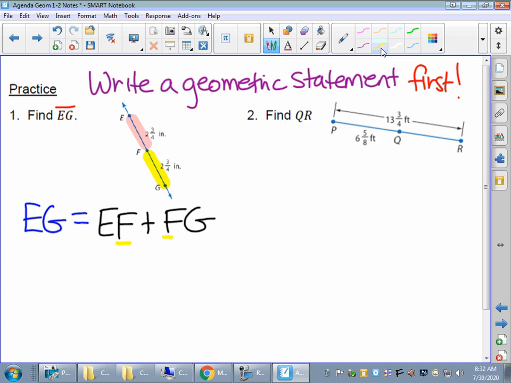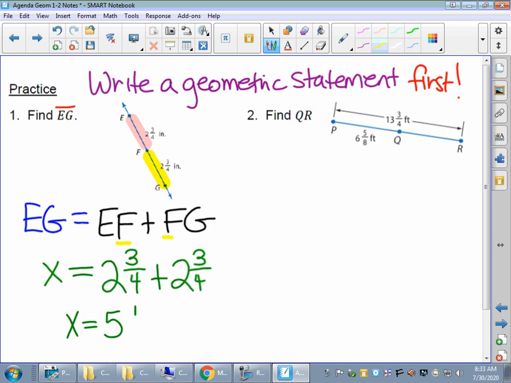Think algebra. You know algebra. Do you know segment EG? No. What do you put in when you don't know something? In math, we put an X. EF looks like 2 3/4 to me. FG looks like it's also 2 3/4 unless my eyes are not seeing well. If I do that math, I can just say, well, then segment EG is equal to 5.5. If I'm being technical, I'll put in inches on there.